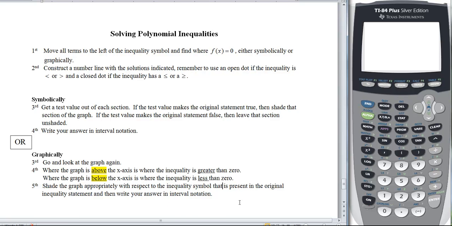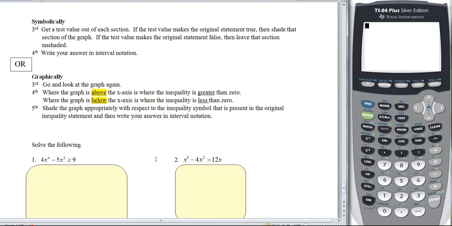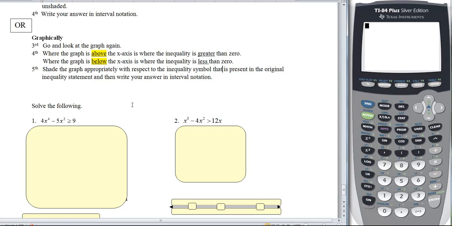So I've got a couple of problems. Move down. Solve the following. So I need to move everything over to the left-hand side. And this is the one I'm going to be using to decide what sections work. So I need to change it to an equation and solve.